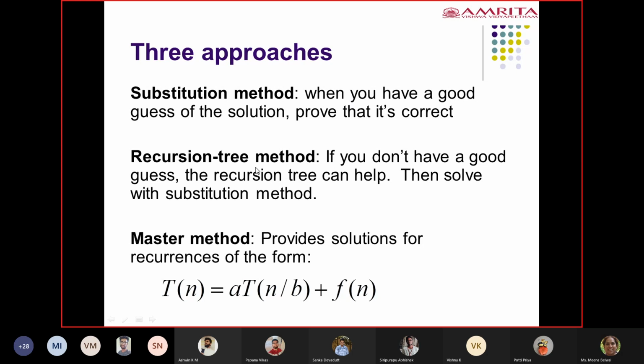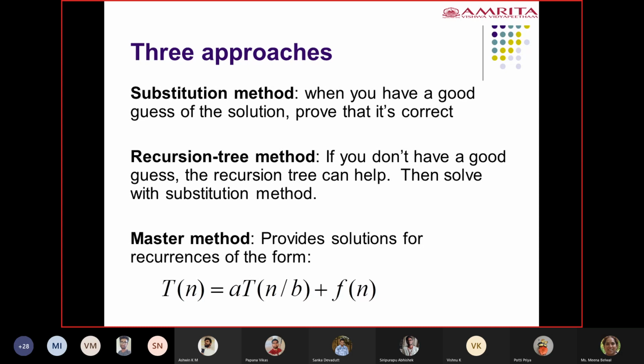Then you have the recursion tree method. If you don't have a good guess, then the recursion tree can help, and then you solve with the substitution method. So you do it two ways. The recursion tree that we drew just now for merge sort, n by 2 at every step, and then you apply some guess. Recursion tree plus substitution method.